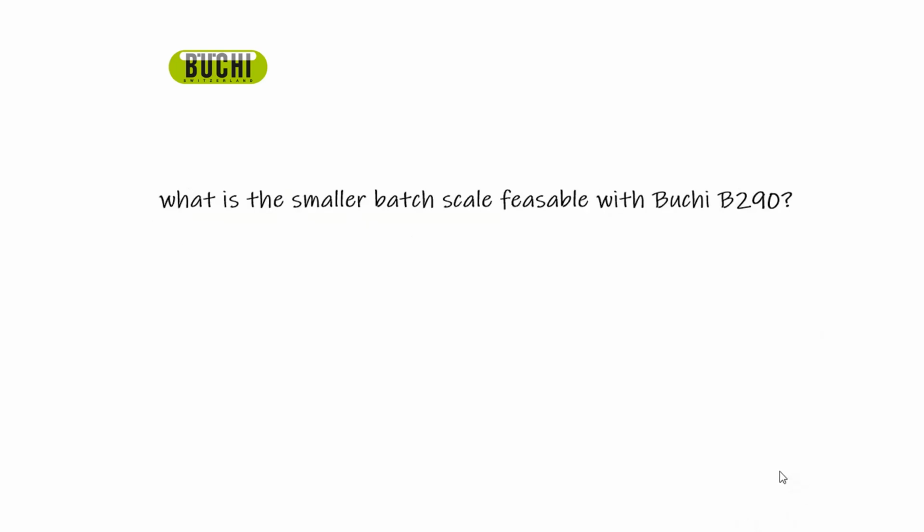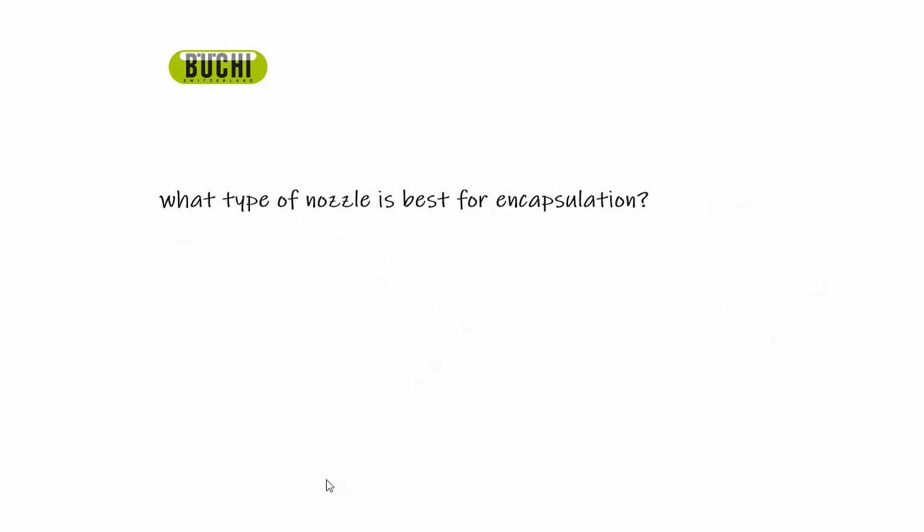The batch size, we would say a gram is probably the smallest feasible. We have a high-performance cyclone with a small collection vessel that holds about 10 grams of product. Basically, you don't need a special nozzle for encapsulation, so just our standard two-fluid nozzle will do just that. It's really about the formulation.